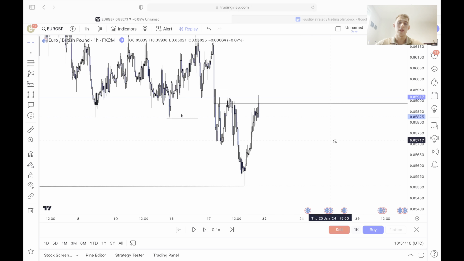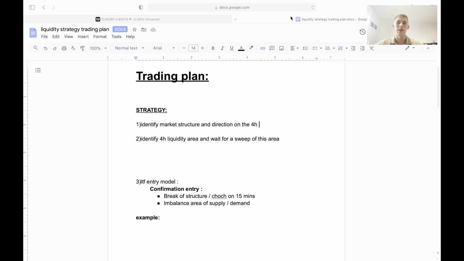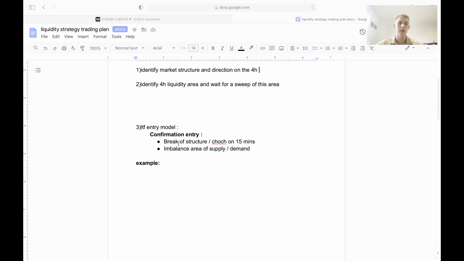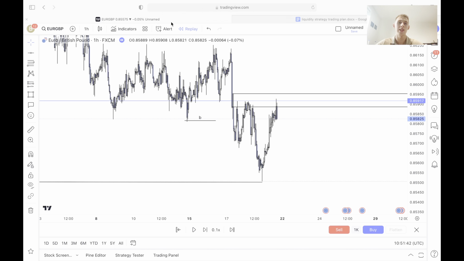There we go. Notice also that once price swept this liquidity, it failed to break above. We had this wick above, and then price immediately closed back below. That brings us to the next step of the strategy, which is to wait for a confirmation entry on the 15 minutes. So for this, we need to see a break of structure and we need to see imbalance created.